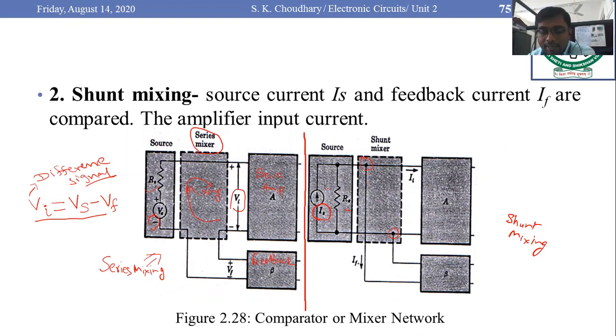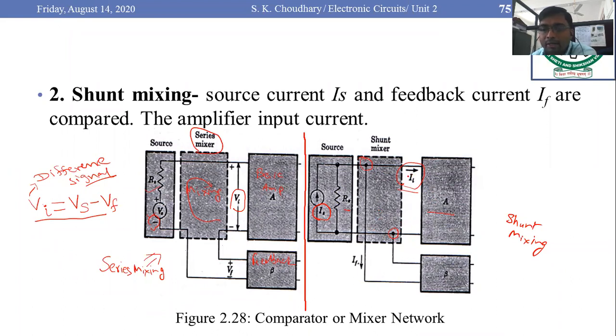So here IS, and you can say the IS would be in parallel. Whatever the input current is available, that is a result of this shunt mixing. You can see here IS current is available to this particular node in the shunt mixer, and this current would be divided into two parts. One part is II, that is available to the input of the basic amplifier, and another part is available to the feedback going towards the feedback network. In this way current has been divided into two parts.